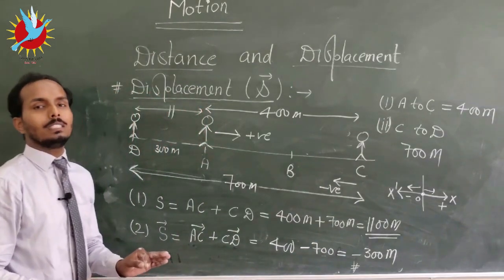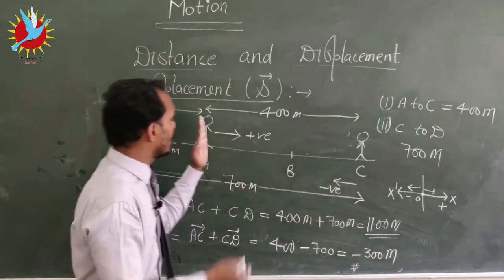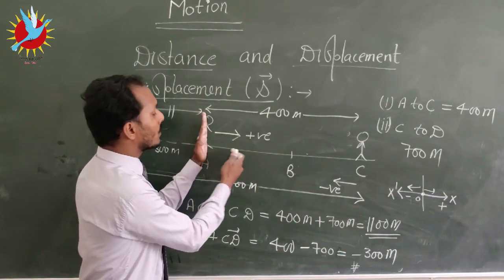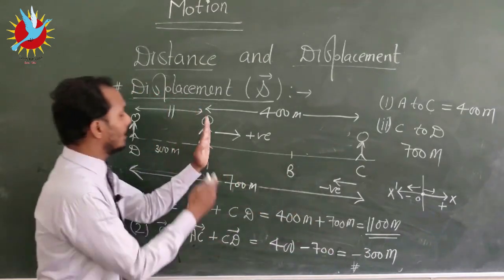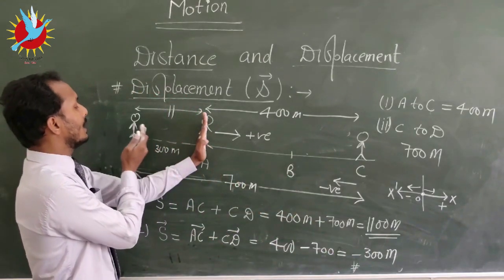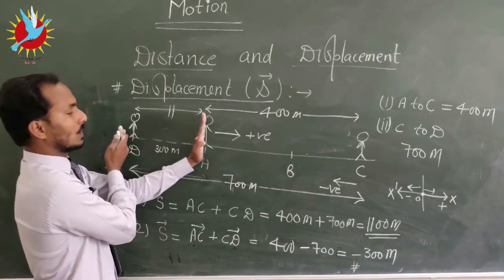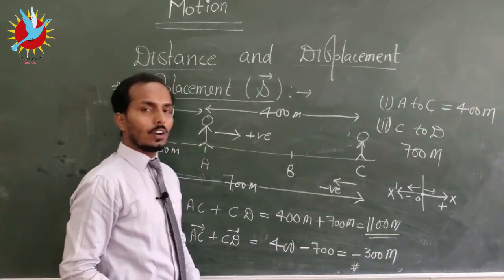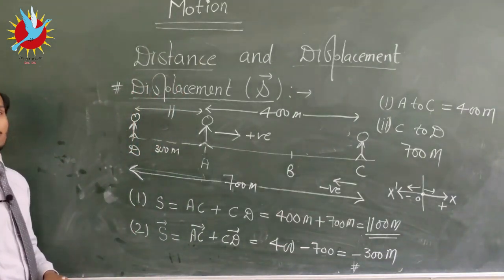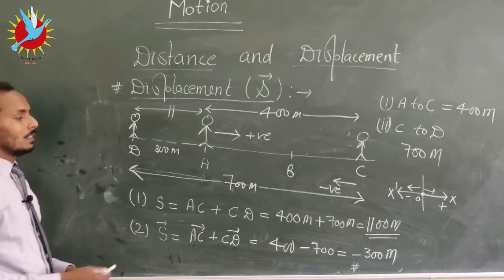The negative sign here gives the direction. If it comes positive 300, it means from the initial point it moves 300 in the positive direction. If it's negative 300, it means from the initial point you move 300 in the negative direction, and you get the final position. So this is the way to calculate the displacement.